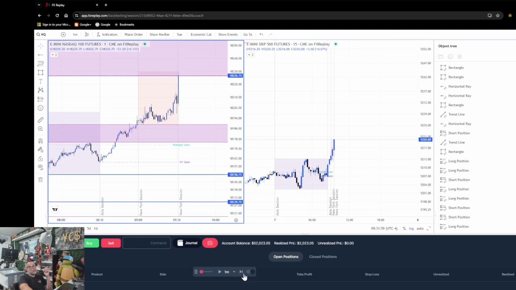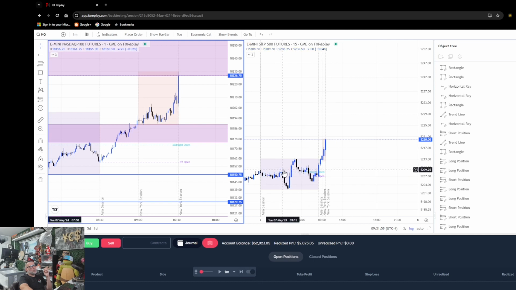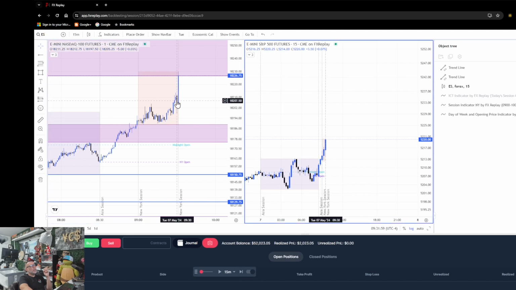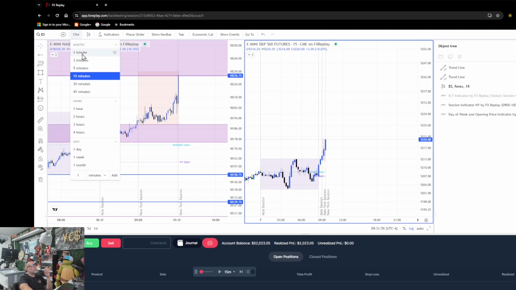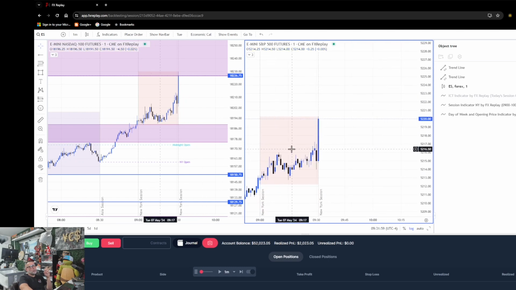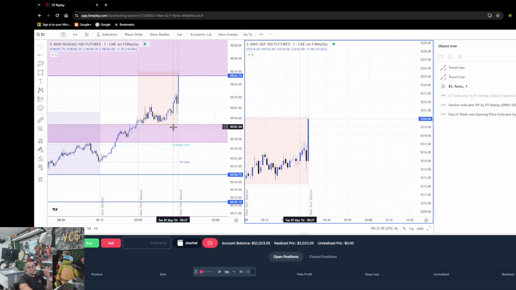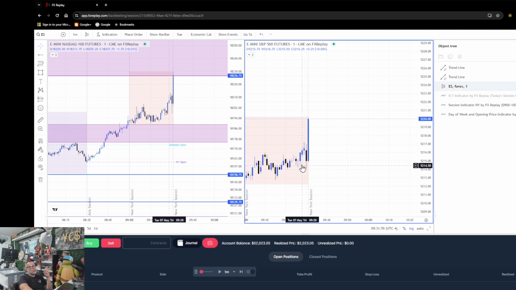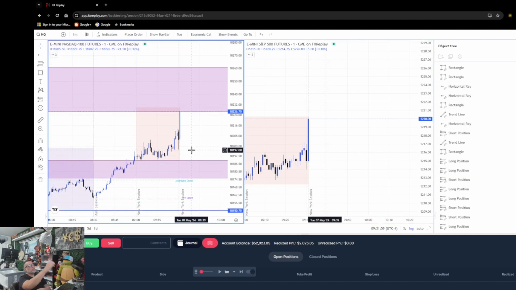Play price forward. Price continues to push up. Oh, that was the 15-minute. God damn it. Oh, this is on the 1 minute. Good. All right, cool. I didn't mess up. Sorry, guys. All right. So we created SMT off of the 9:30 candle. Here we took out these lows and completely pushed up into that fair value gap.